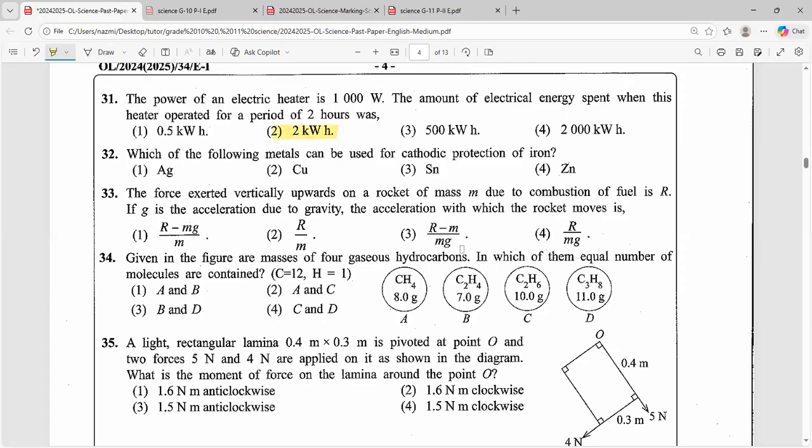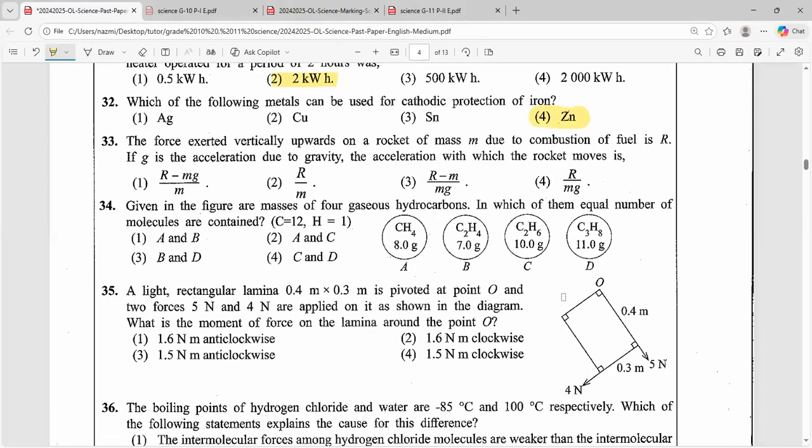Cathodic protection of iron. What metal can you use? They are asking the anode and cathode. No. Cathodic protection, a metal you can use to protect the iron. So you have to use a metal higher than iron in the activity series. Zinc. Zinc. 33.